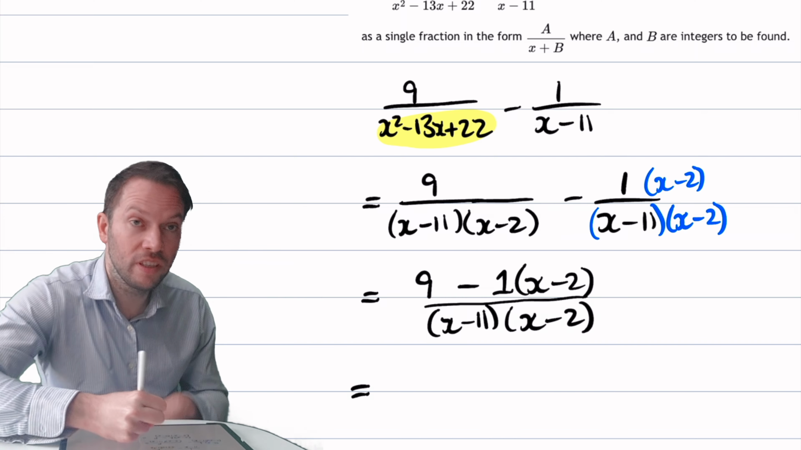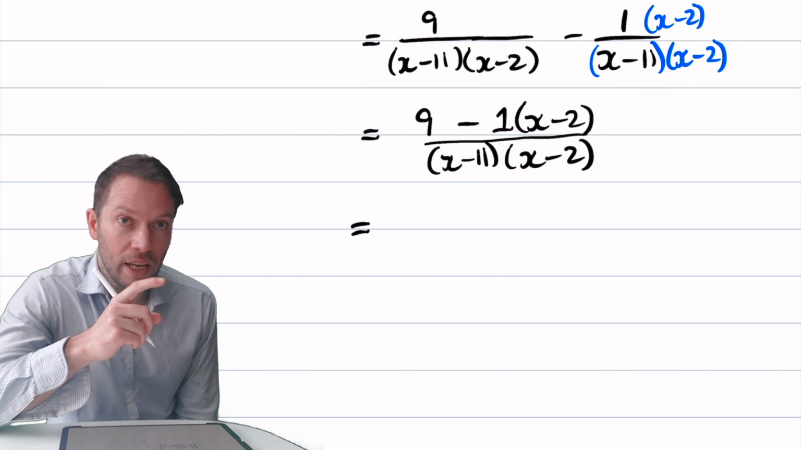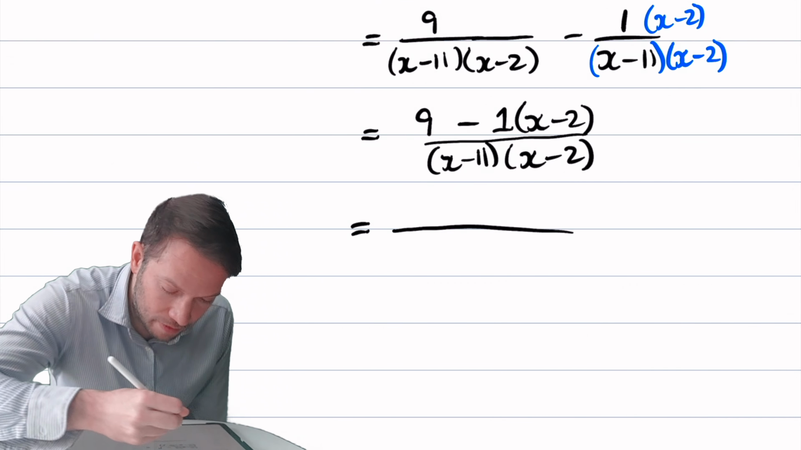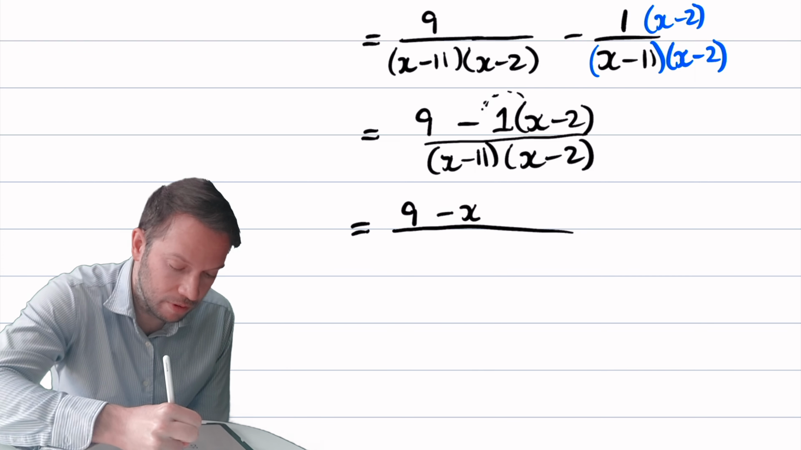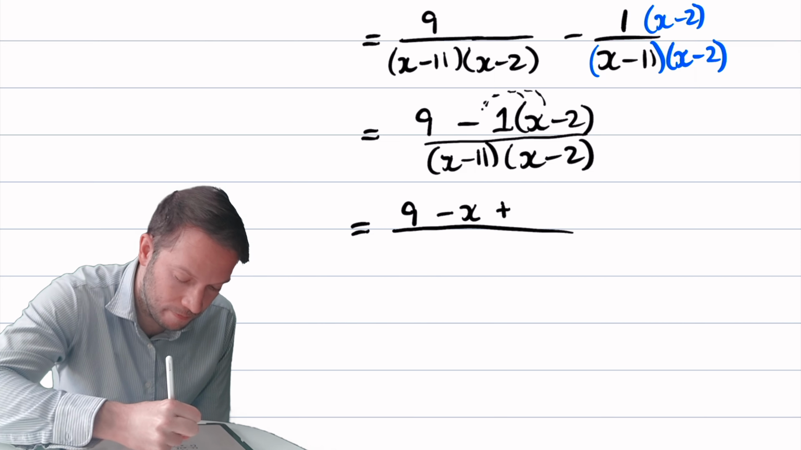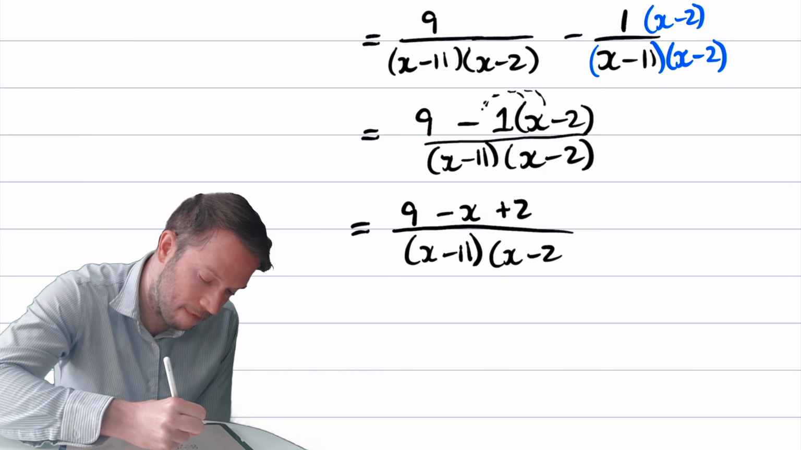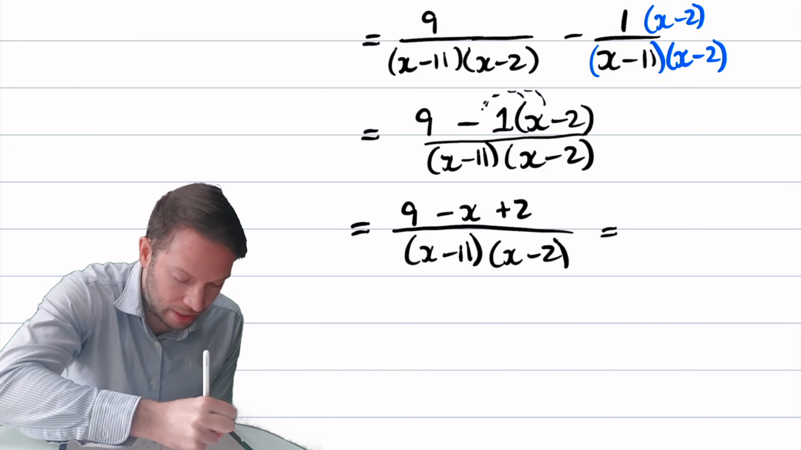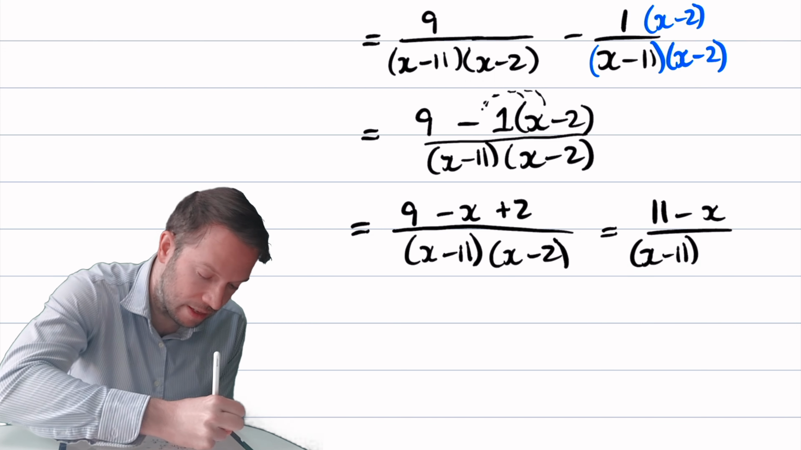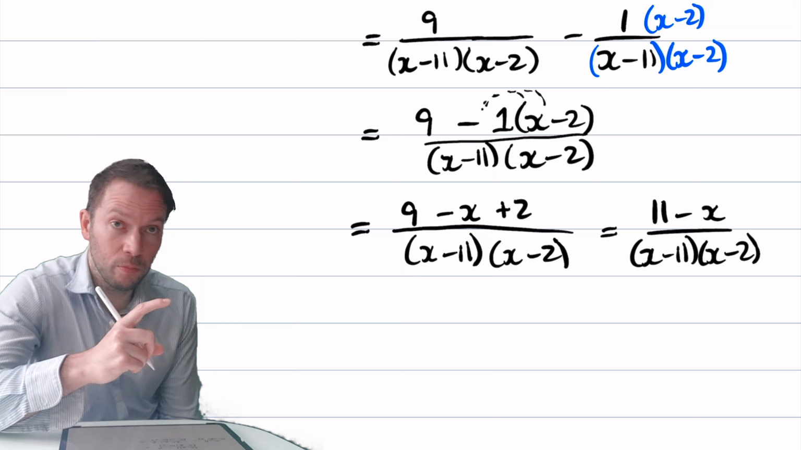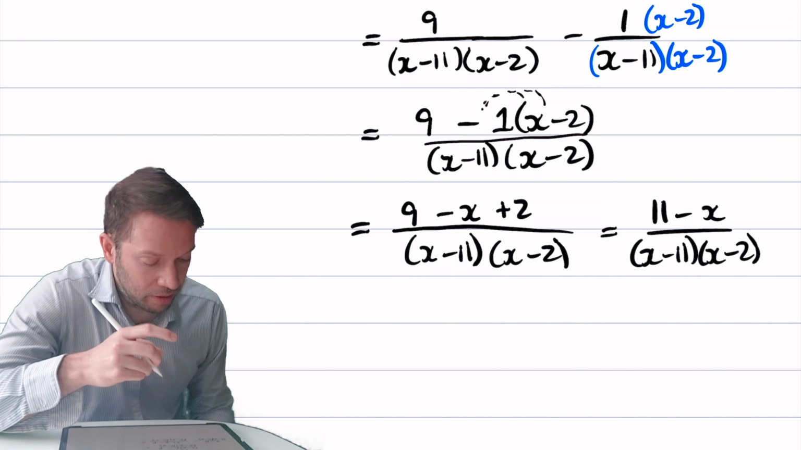Now, we do not expand the denominator. There's a good reason for it, but we should try to expand and simplify the numerator. So we're going to have 9 minus 1 times x is minus x, minus 1 times minus 2 is plus 2. Do not expand the denominator. And then that simplifies to 11 minus x over (x minus 11)(x minus 2). Now, there's a good reason we didn't expand the denominator, because actually there is a common factor, top and bottom, which we're going to be able to cancel.